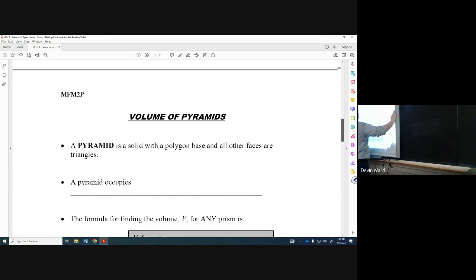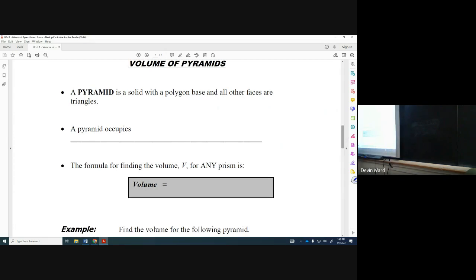So now we get into pyramids. Like pyramids in Egypt. A pyramid is a solid with a polygon base, and all the other faces are triangles. And the triangles come to a point. Triangles meet at a point at the very top. A pyramid occupies 1/3 the volume of a prism.